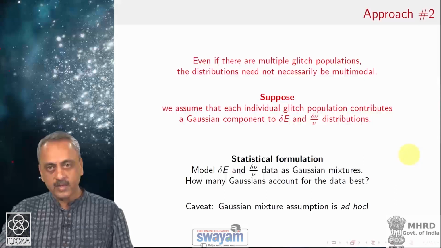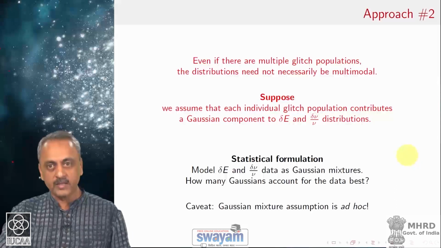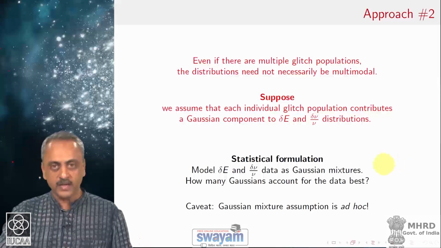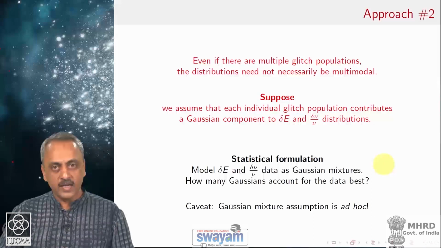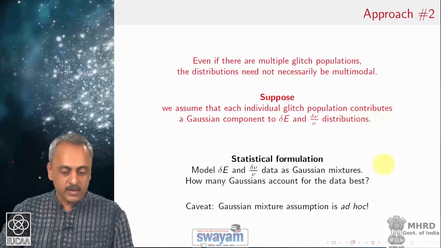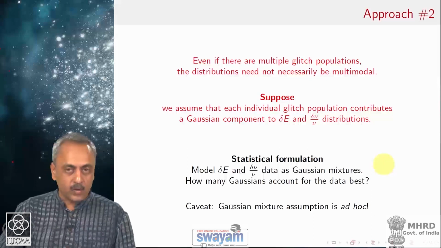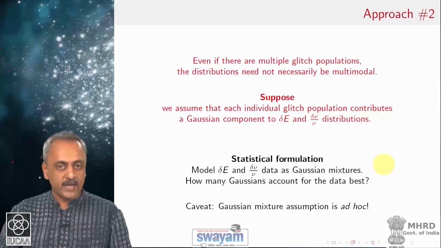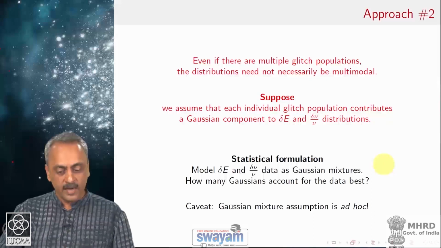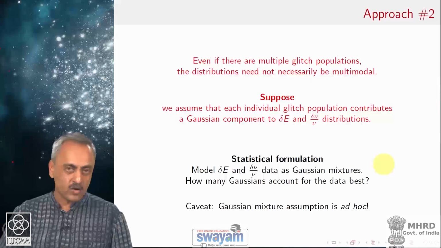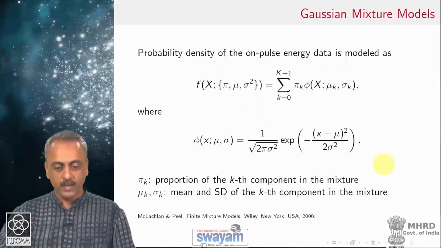What does one expect for the individual glitch population, even if there are multiple mechanisms? It is not clear. We have just assumed that it is Gaussian, but this assumption is quite ad hoc. But nevertheless, whatever we get out of this approach might shed some light on the original problem of multiple mechanisms, and hence we just try it as an ad hoc approach.